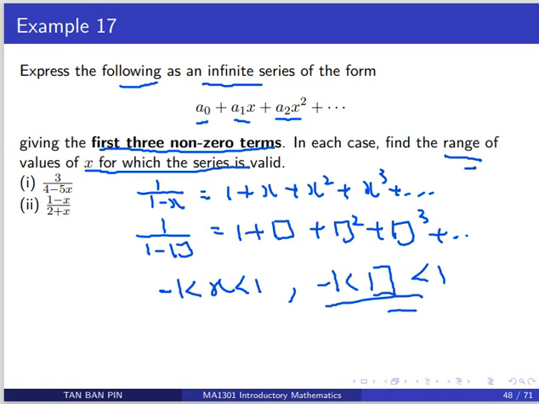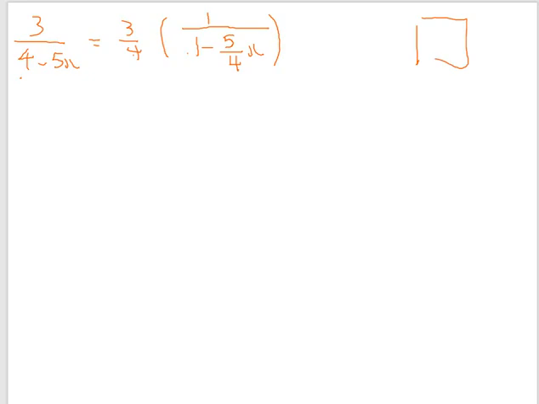So the first question is 3 over 4 minus 5x. Let me do it here. So you can write it as 3 quarter times 1 over 1 minus 5 over 4 x. So you take out 4 from the denominator. 4 times 1 gives you back 4. 4 times minus 5 over 4 x gives you back minus 5x. So which means inside the box, you fill in 5 over 4 x.